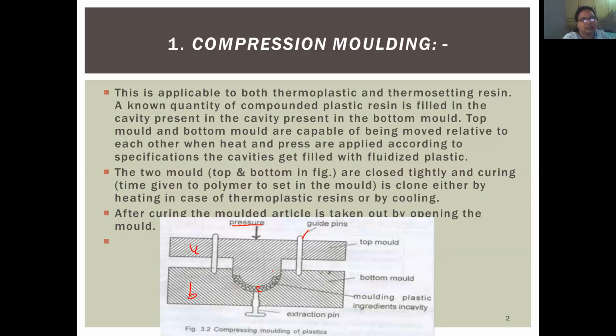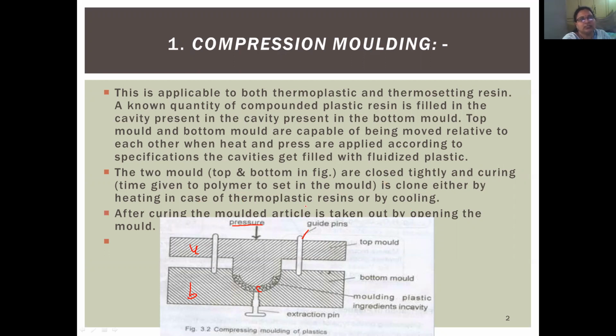And then what happens is this becomes fluid. As heat and pressure are applied, it becomes fluid and takes its own time to form the polyethylene. And then what we do? The two molds, top and bottom, are closed tightly, and time is given to the polymer to set in the mold. It is set either by heating in the case of thermoplastic resins, or by cooling.